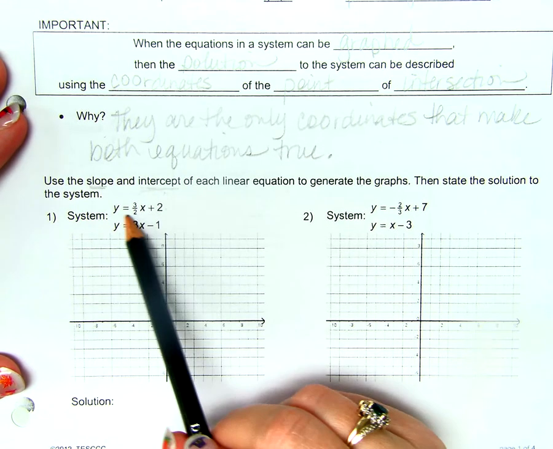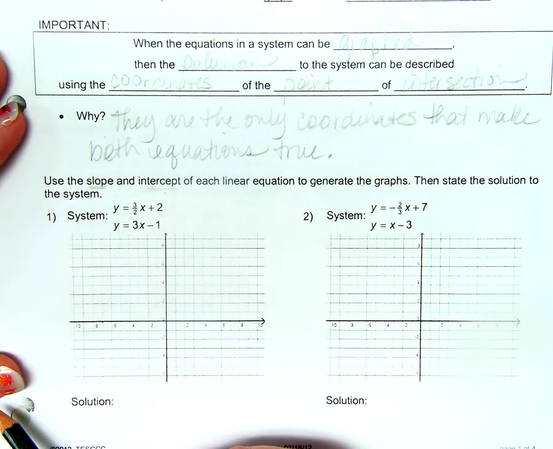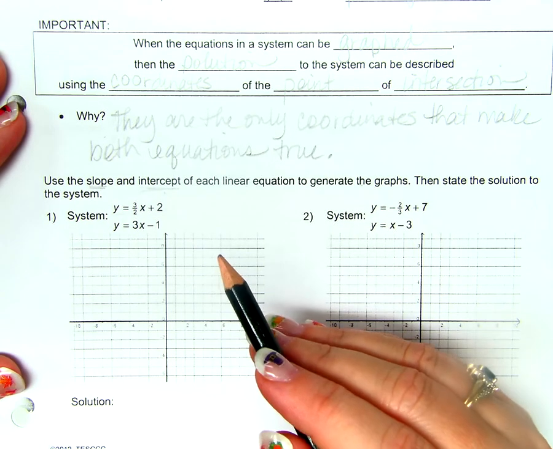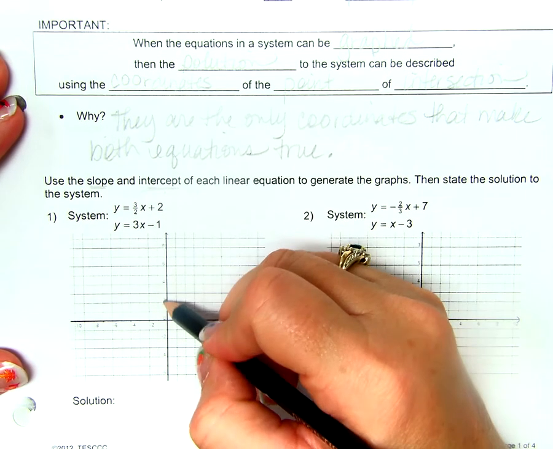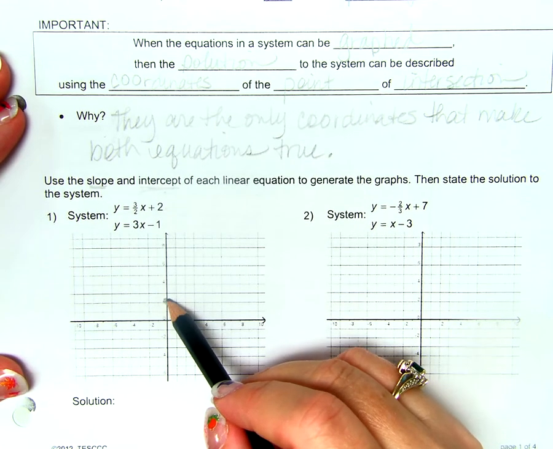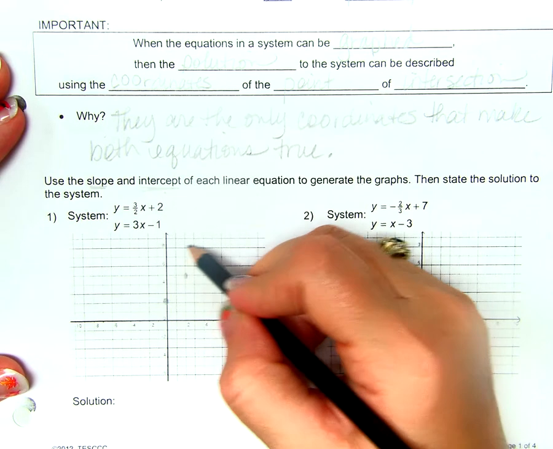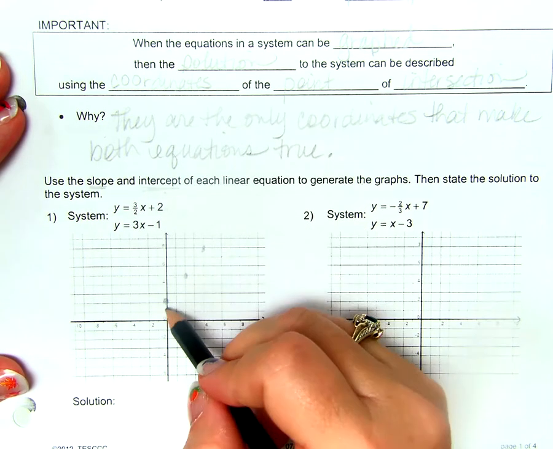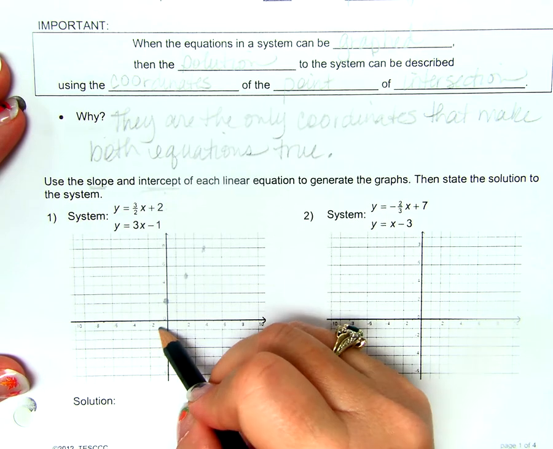What's the slope of this line? 3/2, and what's the intercept of this line? Which intercept is it? The y-intercept. So along the y-axis I go 2. Then where do I go from this point? Up 3, right 2. From this point, can I also go down 3? As long as I go backwards 2, right?